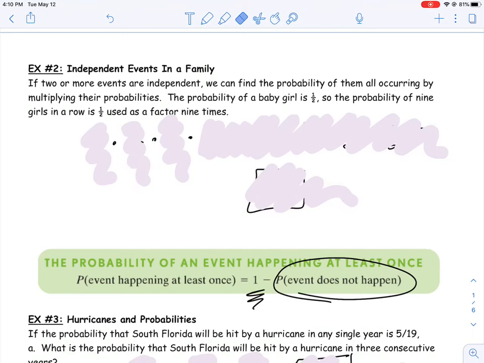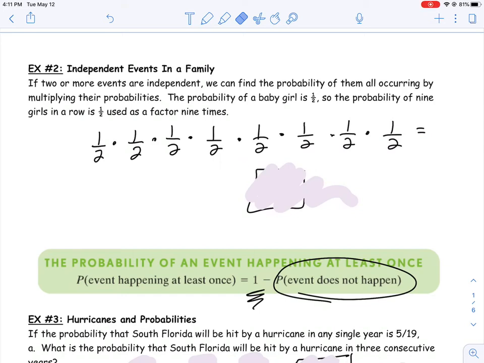Well, the probability of me having a girl the first time is 1 out of 2. The probability of me having a girl the second time, because it's independent, doesn't matter if I had a boy or a girl the first time. It doesn't matter what I had the first time for what I'm going to have the second time. So 1 out of 2. What's the probability I have a girl the third time? 1 out of 2. And I've got to do that 9 different times. Or could I say 1/2 to the 9th power? The probability of you having 9 girls in a row is 1 out of 512. Not a very big probability. And you would have a headache. That would be a lot of work.